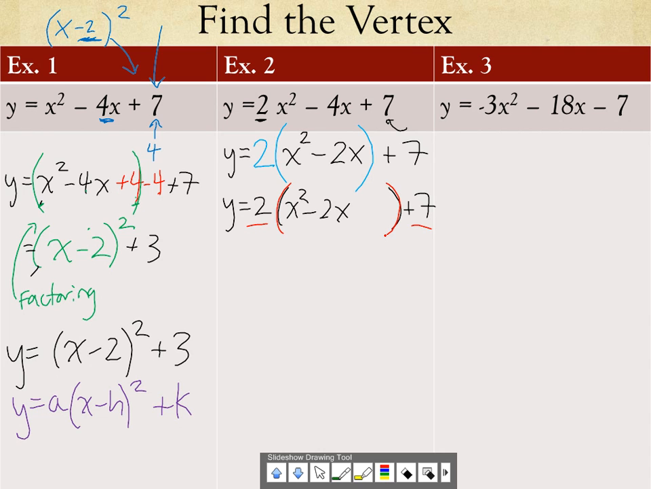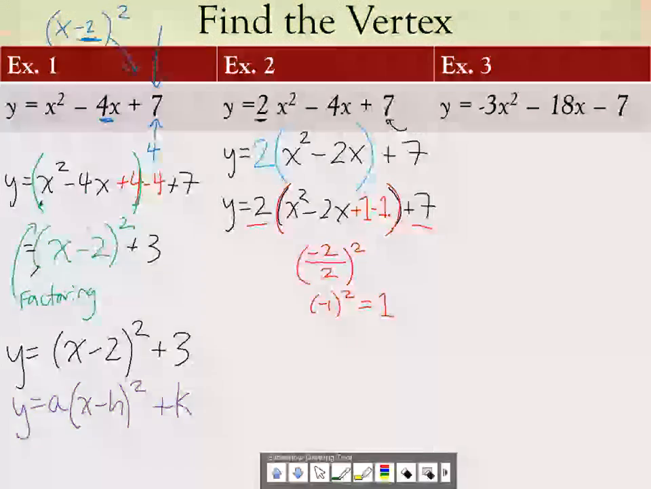So if this was a perfect square, I would find this third number by taking the middle number, which is -2, dividing it by 2, and then squaring the result. -2 divided by 2 is -1, and -1 squared is +1. So the number that I need right here is +1. However, I can't just add 1 to my whole equation without changing its value, so I have to also subtract 1 so that everybody's still happy.